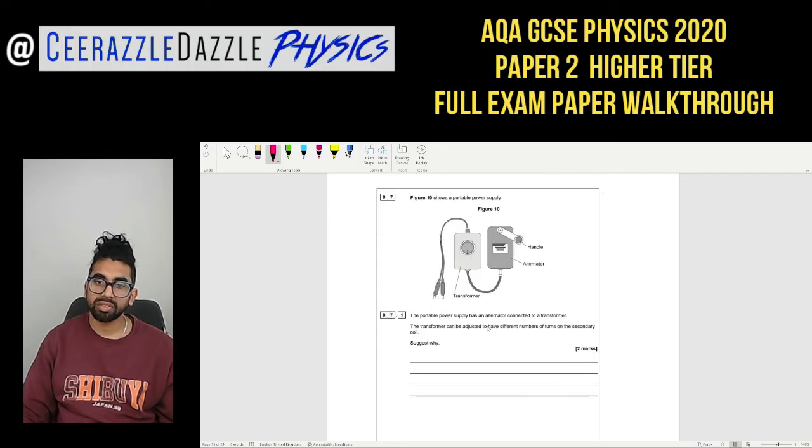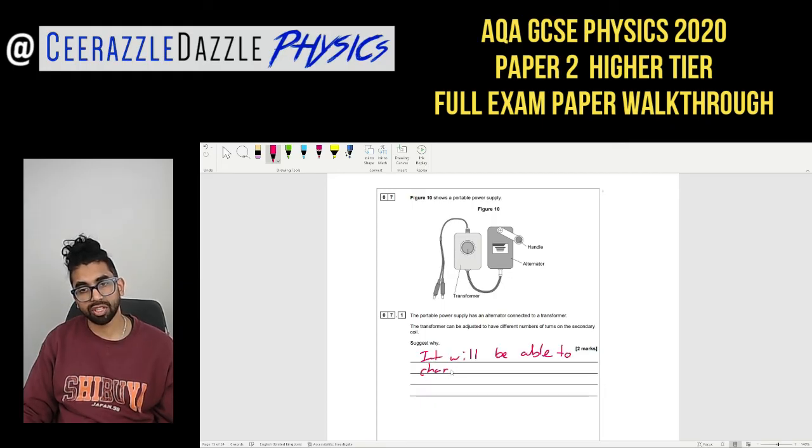Easy stuff. 7.1. The portable power supply has an alternator connected to a transformer. The transformer can be adjusted to have different numbers on the secondary coil. Explain the reason why. Right, the reason why you want to be able to change the number of turns on the secondary coil is because it will change the output voltage. So it will be able to change the output voltage.